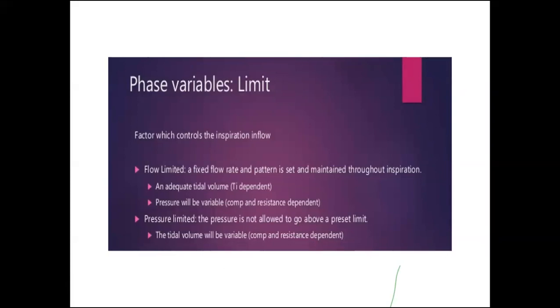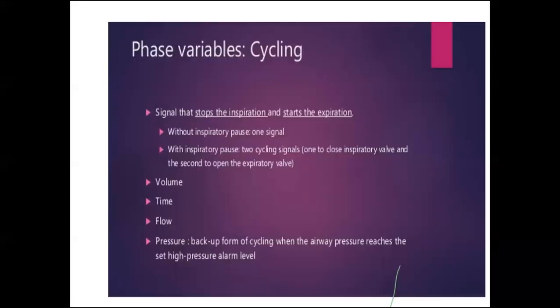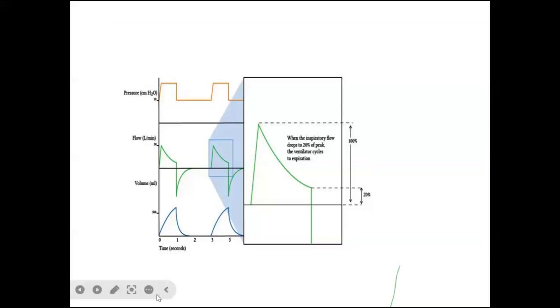So we'll see. These are the parameters: volume, time, flow, pressure. All of them can act as a cycling variable. But now most ventilators have only 2: time and flow. Volume and pressure are now taken off in conventional ventilators. Maybe in recent advanced modes they can be used, but the common ones are flow and time. Time and flow are the cycling variables. That's all.